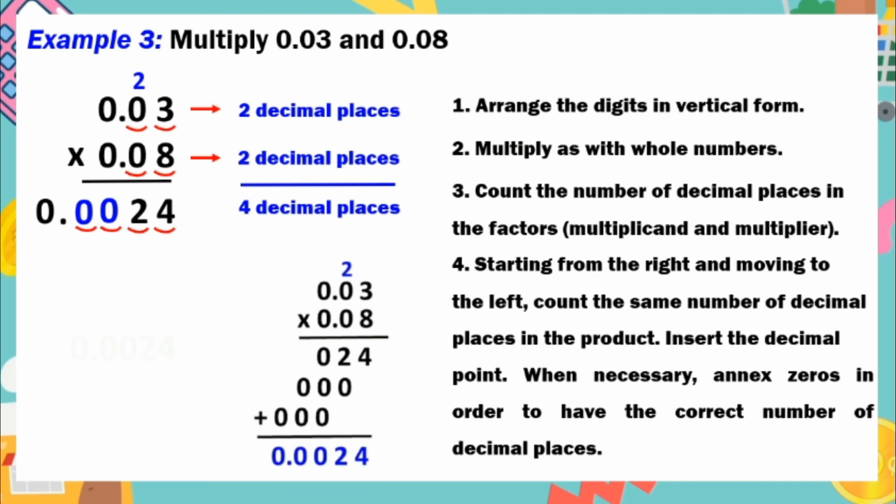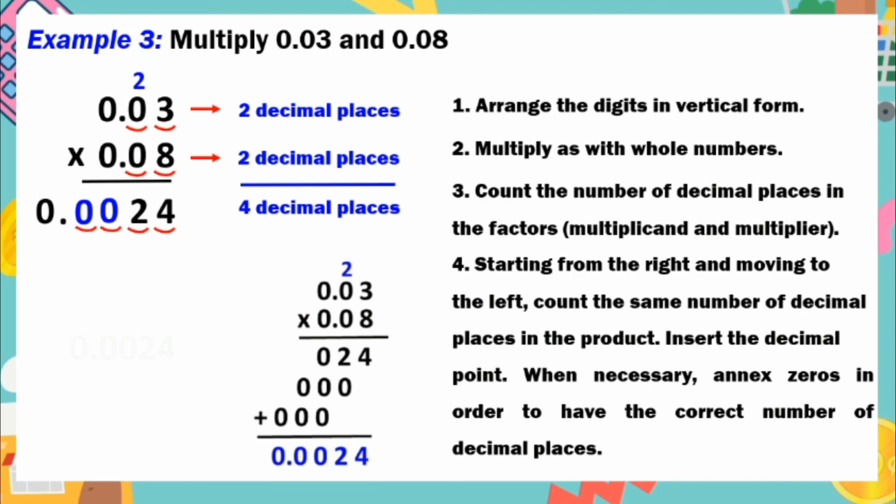Okay, para makita natin, mag-long method tayo. So we have 300ths times 800ths. So 3 times 8 equals 24, carry 2. 0 times 8 is 0, plus 2 equals 2. Then 0 times 8 equals 0. Then multiply by 0. 3 times 0 is 0. 0 times 0 equals 0. Then multiply by another 0. Again, every product is 0.